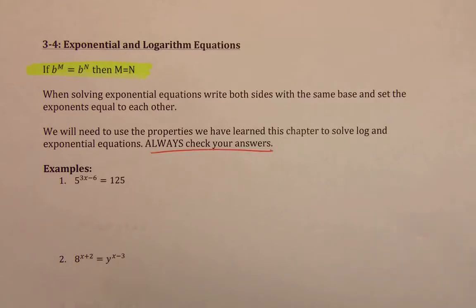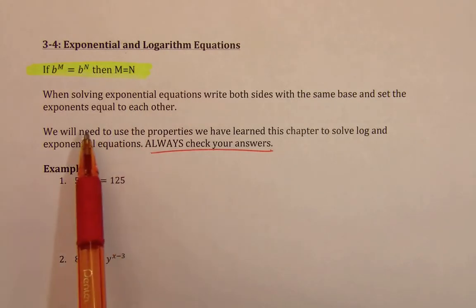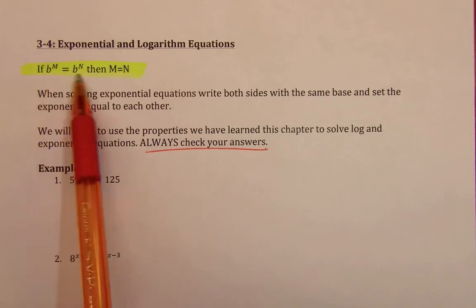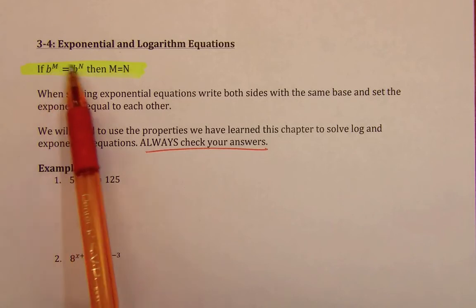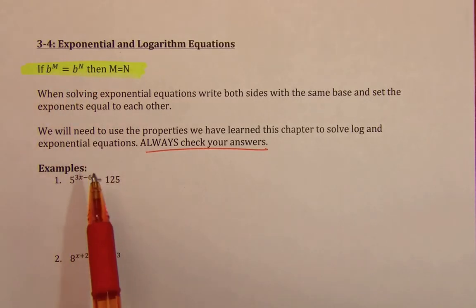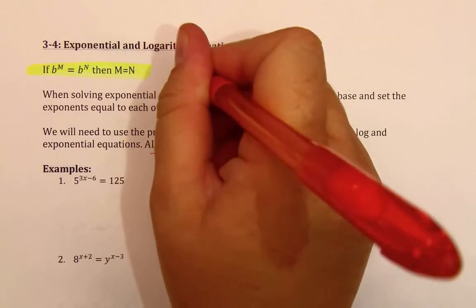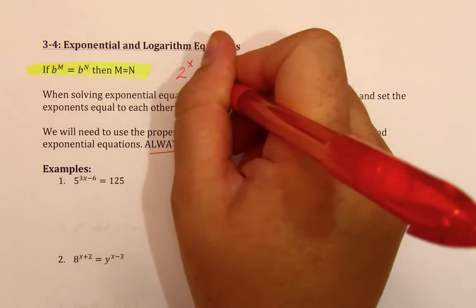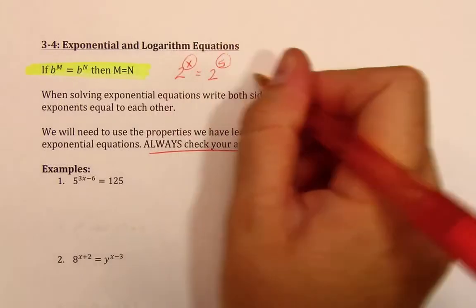All right, so this is section 4 of chapter 3, and we're going to be looking at exponential and logarithmic equations. First off, let's look at a formula here that we have. If I have the same base here and they're raised to powers, then that means m and n both have to be equal. So as a really easy example, if I have 2 to the power of x equals 2 to the power of 5, well, then x has to equal 5.